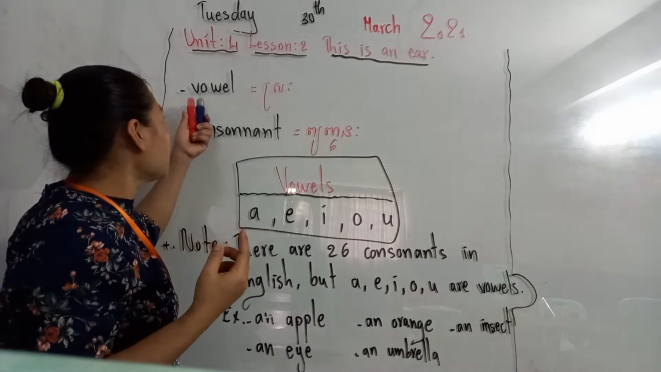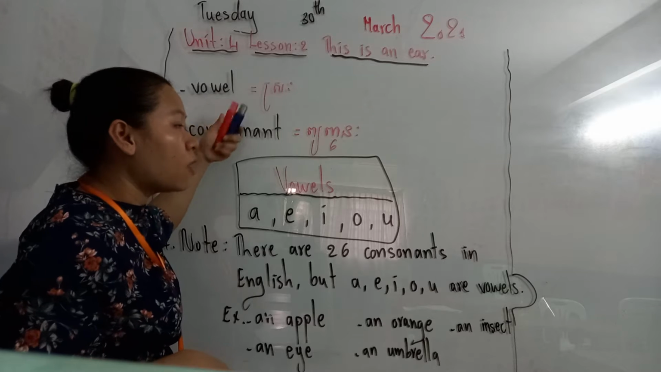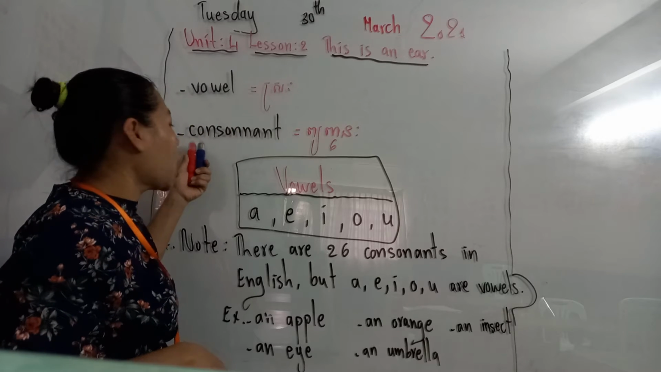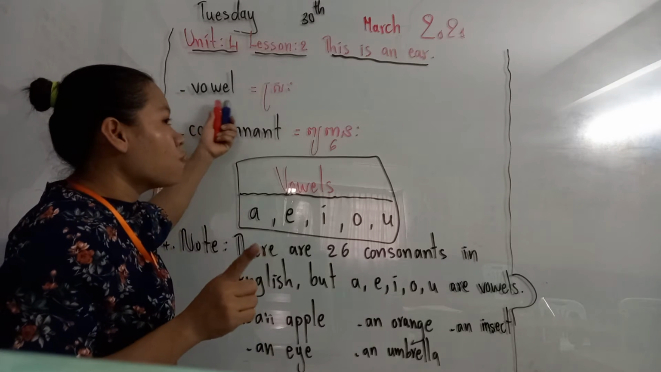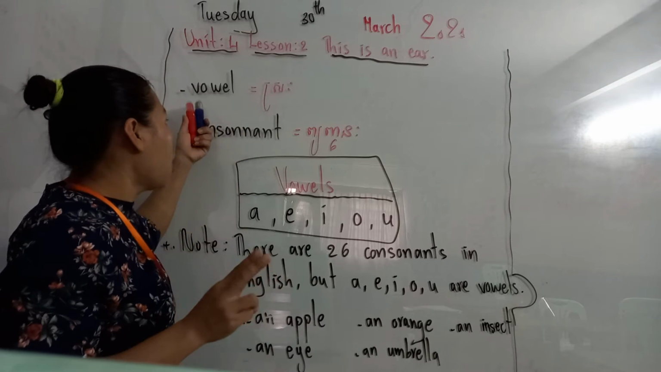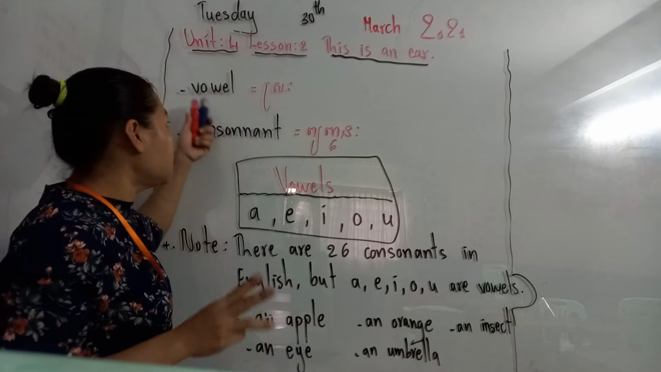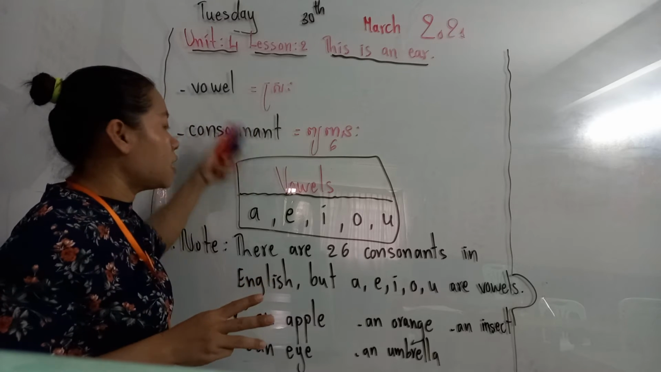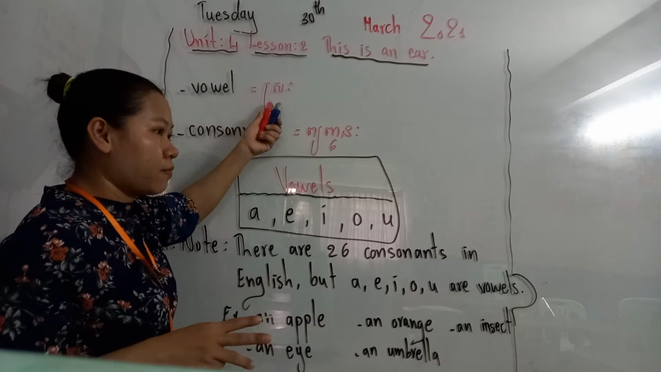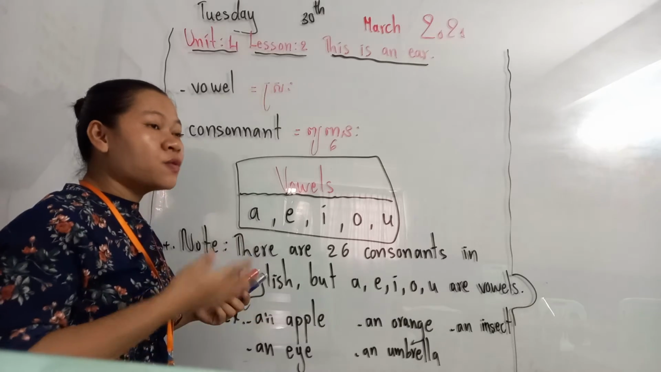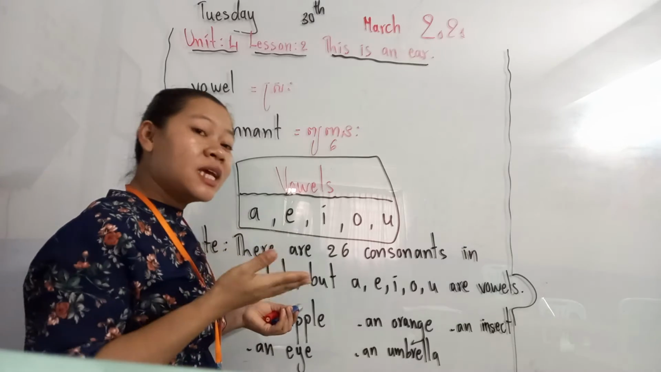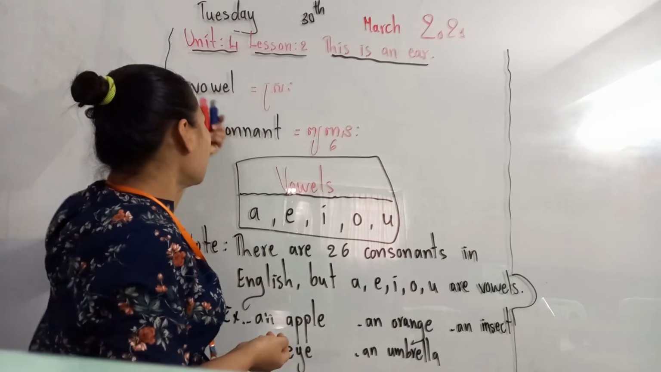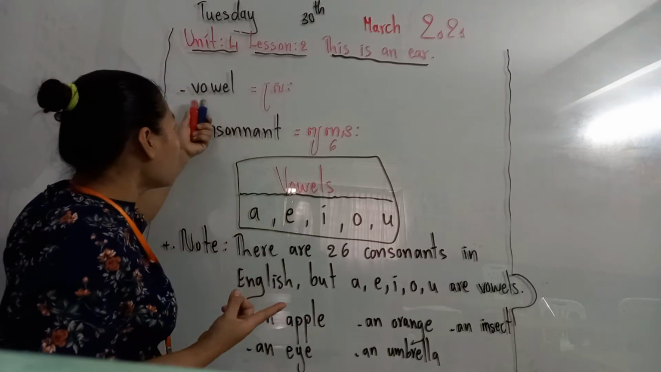The first word: vowel. Then consonant. Vowel, consonant. So in Khmer, I have srak, and in English, I have srak also, okay? So vowel.